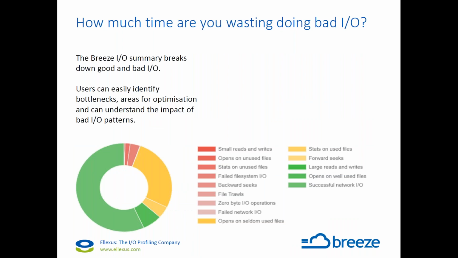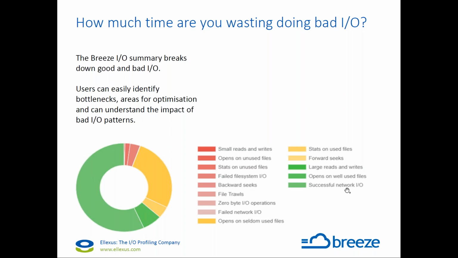The next thing you want to look at is how much time you are wasting doing bad IO. So we have developed a methodology that is very much a first pass. There will be good and bad IO patterns that are specific to each organization or specific to each application, but this is a very good start. So we break down the IO into good, medium, and bad. So medium is things that we're not sure about, we need a bit more context.